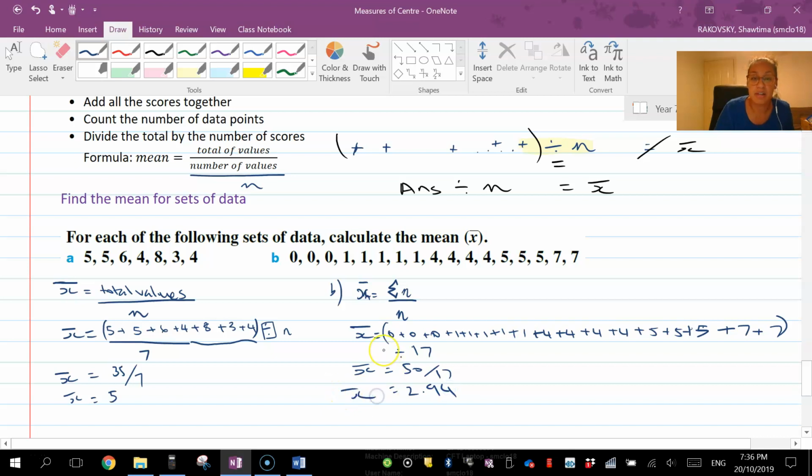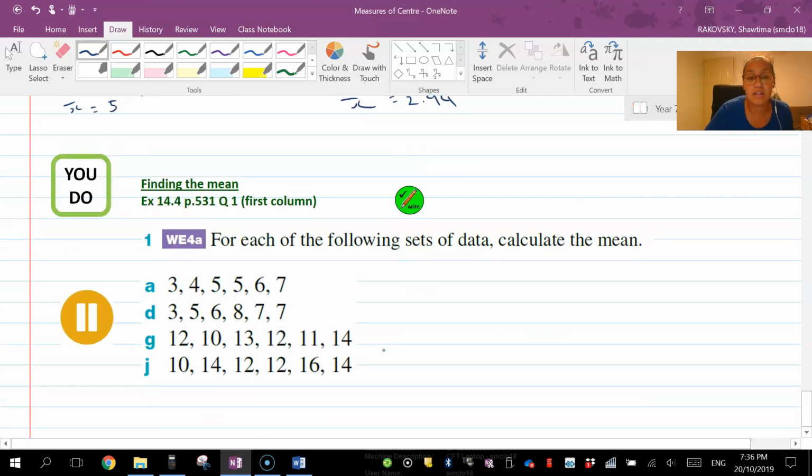All right, that is calculating the mean, and it's now your job to do the same for these 3 sets of data.